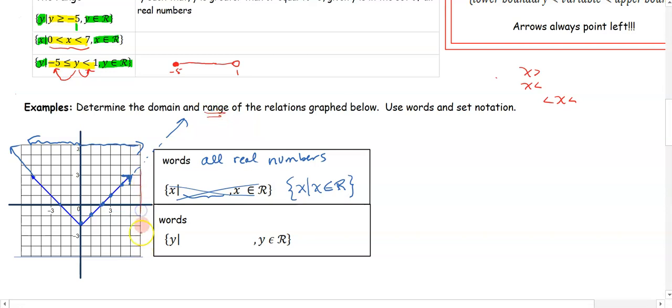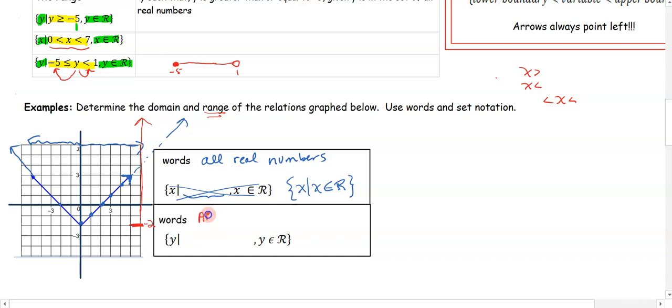And so I go up and down on the side here to figure my range. And you'll notice with range, it doesn't go down forever. There's a minimum output of -2. My y's will go down to -2, stop, and then go back up. So my -2 goes up forever. So what would it be? And since the graph touches it at -2, it includes the -2. So I would say it's all real numbers.